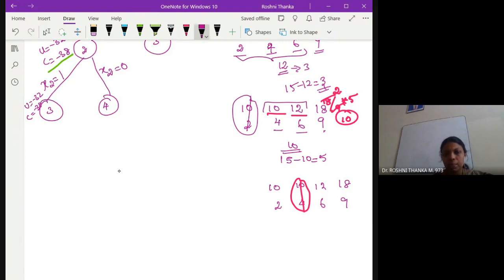When you calculate it, 2 plus 6 is 8, right? And 8 plus 9 crosses the maximum size 15.